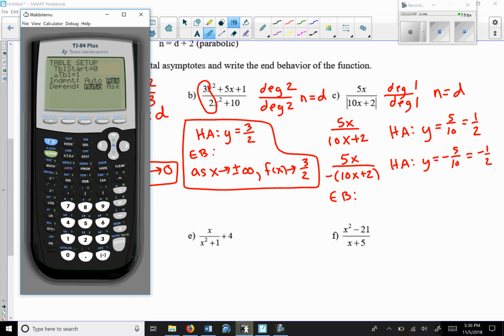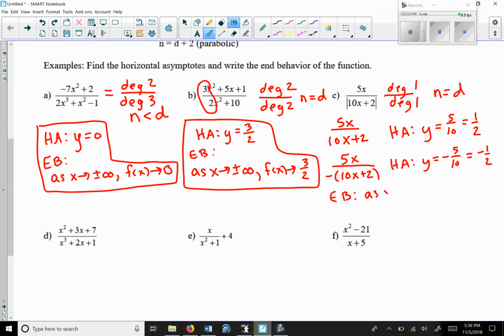So we can even go to our table and let's actually plug in very large values of x to see. If I put in 100, notice I have 0.499. If I put in 1,000, it's even closer. And if I put in 10,000, it's even closer. So that tells me as x approaches infinity, my y values, or you could say f of x, same thing, approach 1/2. And as x approaches negative infinity, our y values, or f of x, approach -1/2.